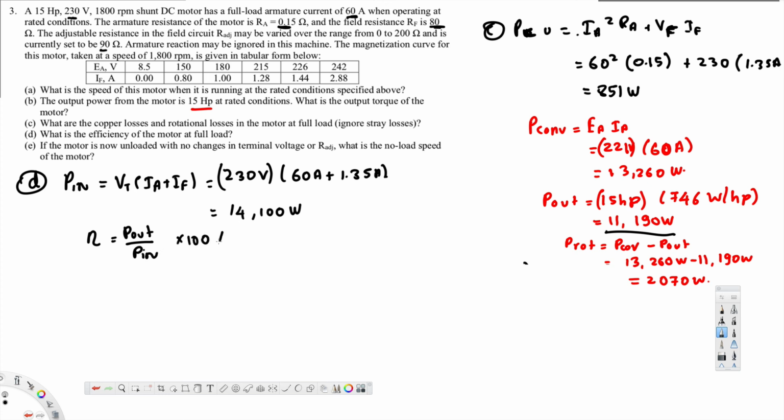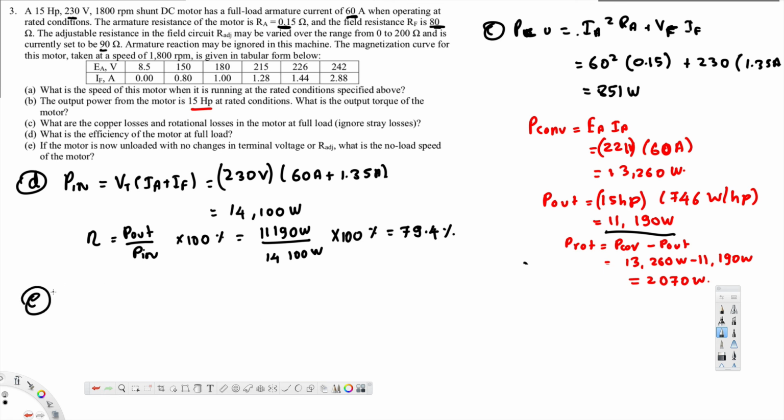So the efficiency at full load is P out divided by P in multiplied by 100%, that's equivalent to 11,190 watts divided by 14,100 watts multiplied by 100%, and that gives us 79.4%. Okay, that is the efficiency.